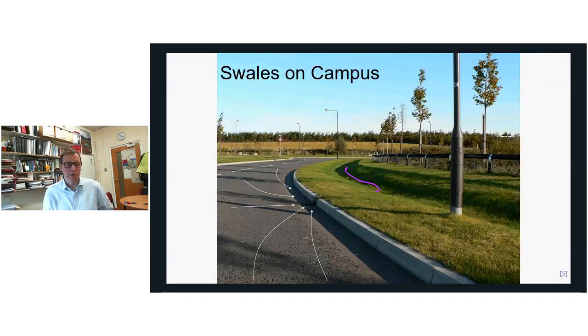We have swales on campus in Hereford University, quite a few of them actually. So here the water is washed off the road surface, goes through a straight pipe to the bottom of the swale, and then the flow continues down to a pond, which is just at the other side of the road there. I showed you a picture of that pond in the previous class.